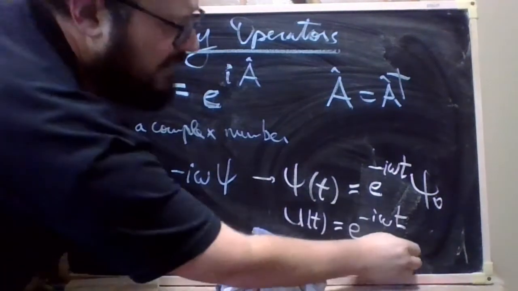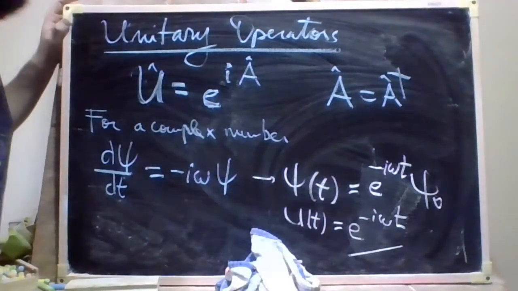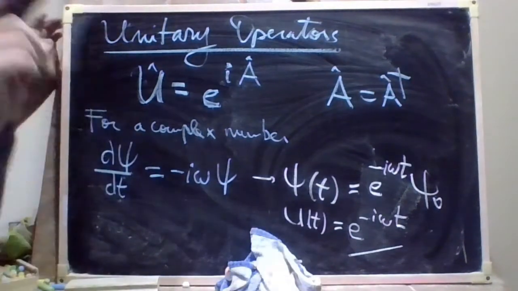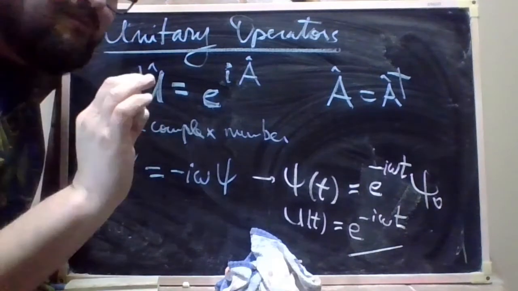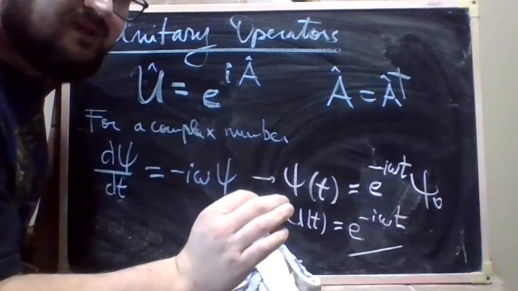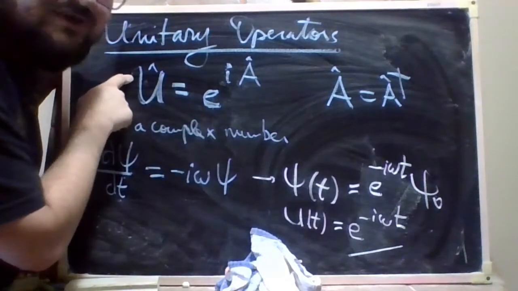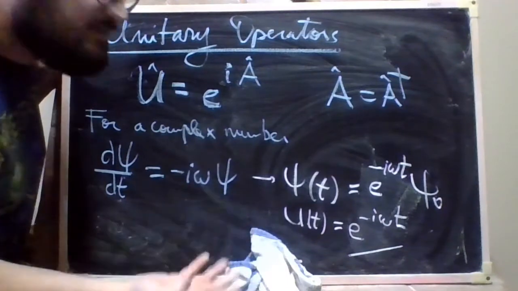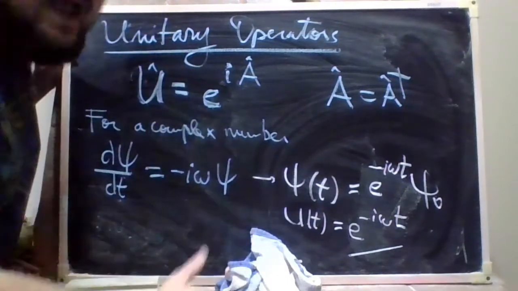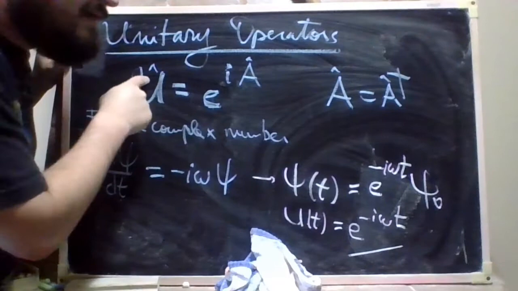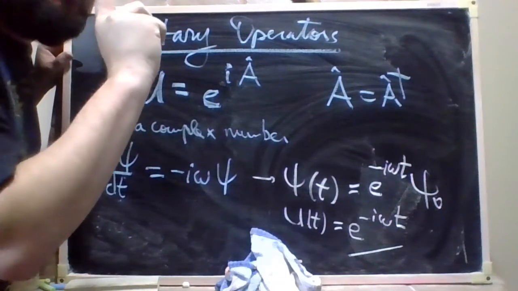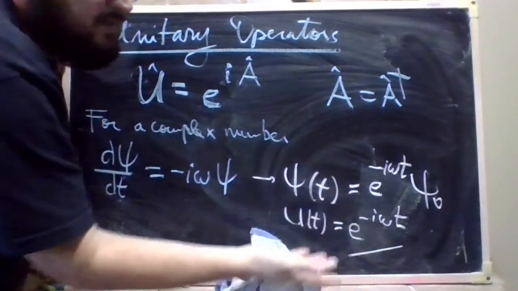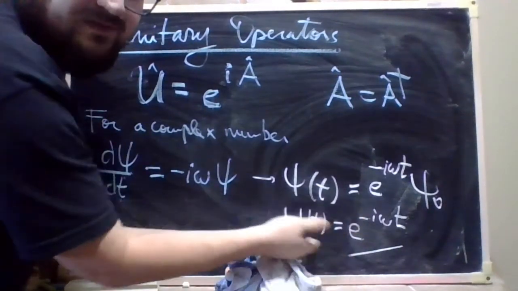So we can generalize that by writing. Remember that to keep the norm preserved, I need a unitary operator, which is a matrix of dimensionality n, which is the dimensionality of the Hilbert space. And this matrix must be unitary. It must preserve the norm. So it must have something to do with this thing here.